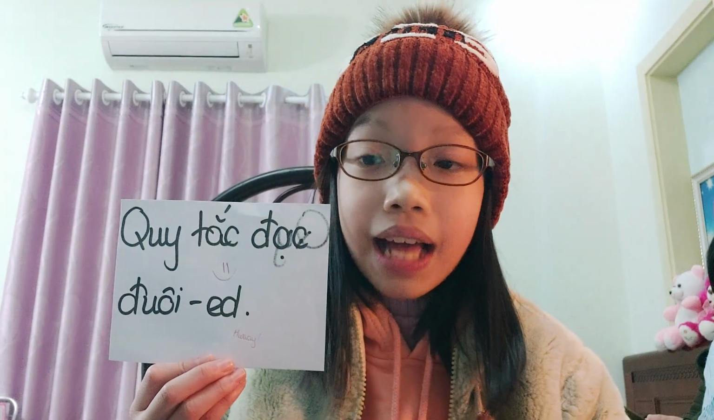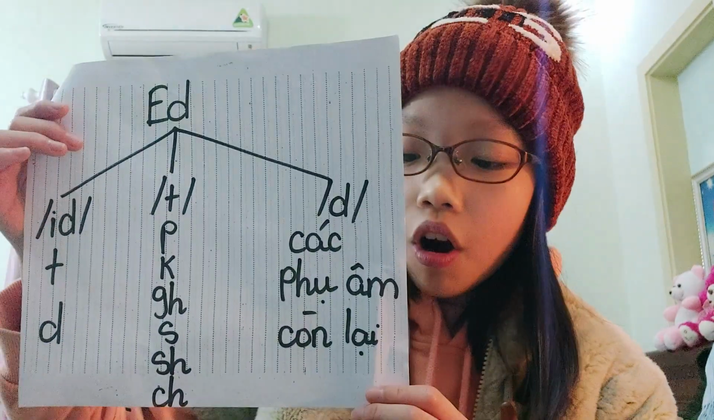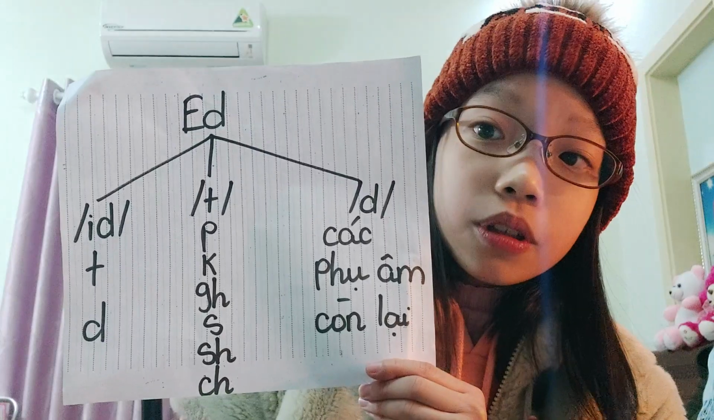We have finished the rules for adding ed, and now we will take a look at how to pronounce the ed ending sound. There are actually 3 types too. Yeah, 3 types. And I have drawn a map, so it's quite easy. Here's our map. You look at it.